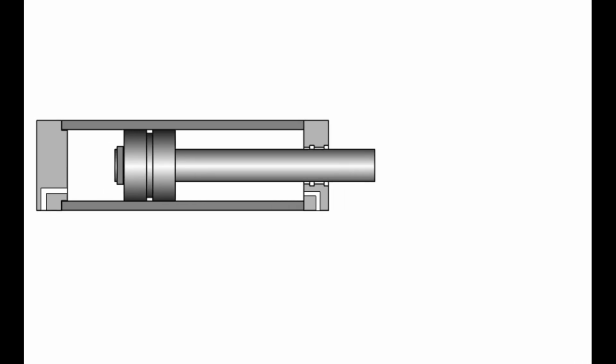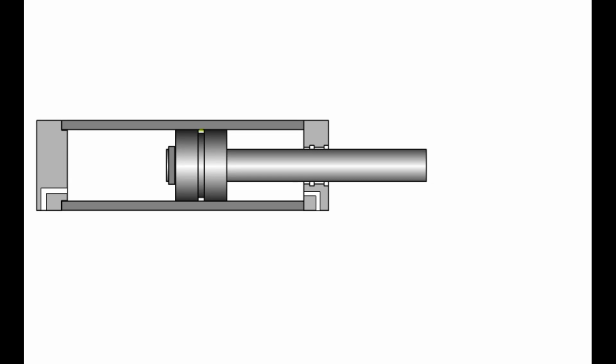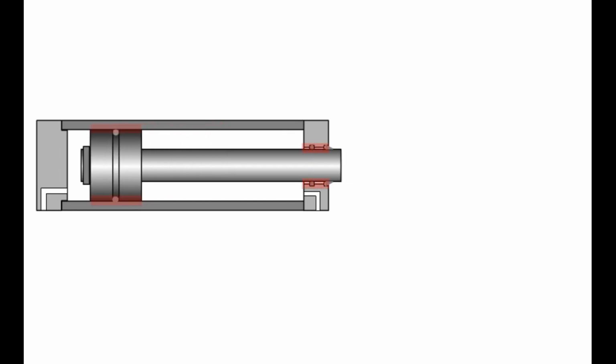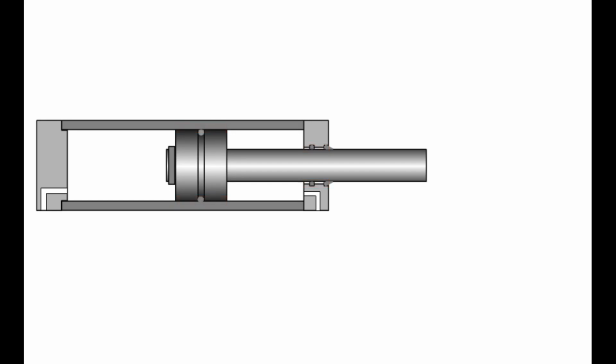The piston and piston rod are provided with seals. In order to protect the rod seal and to minimize the entry of dirt into the hydraulic system, an additional wiper is required. Both the piston and piston rod are guided during the extension and retraction.